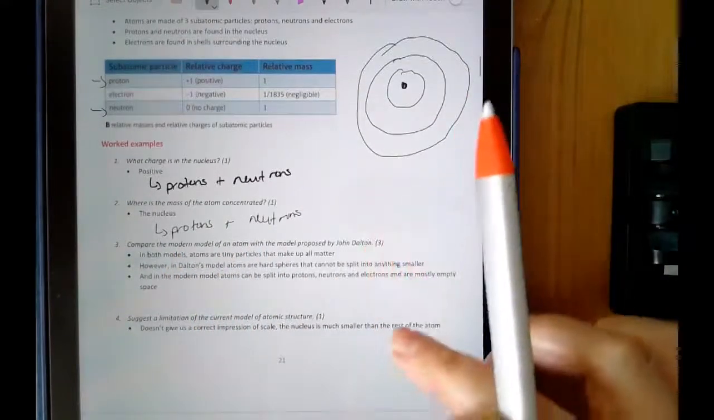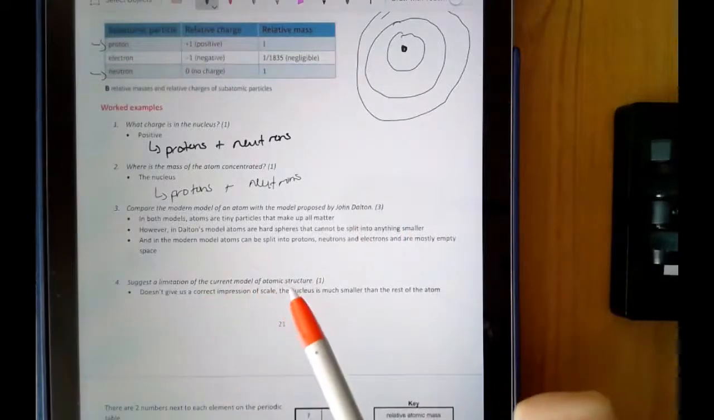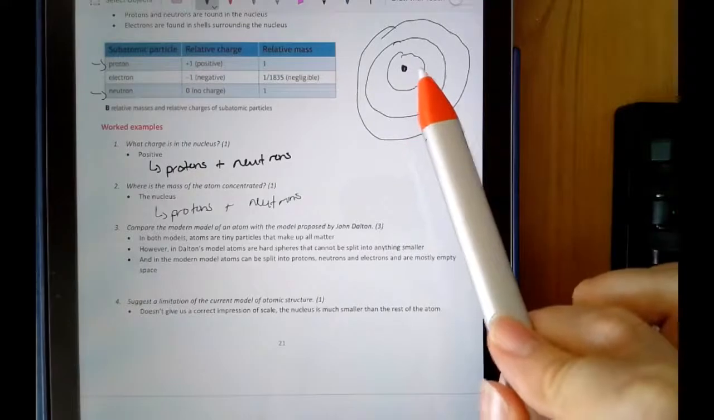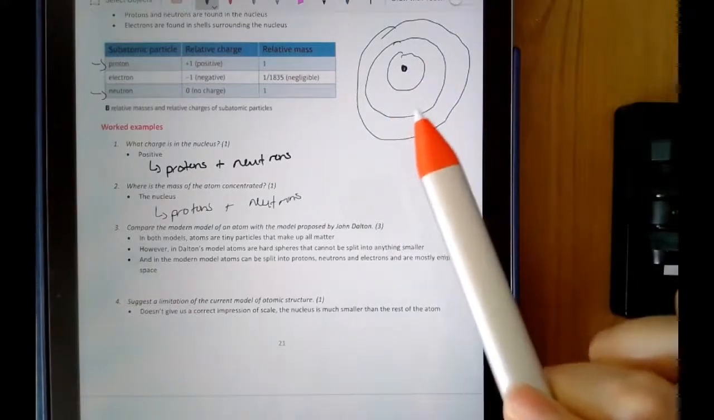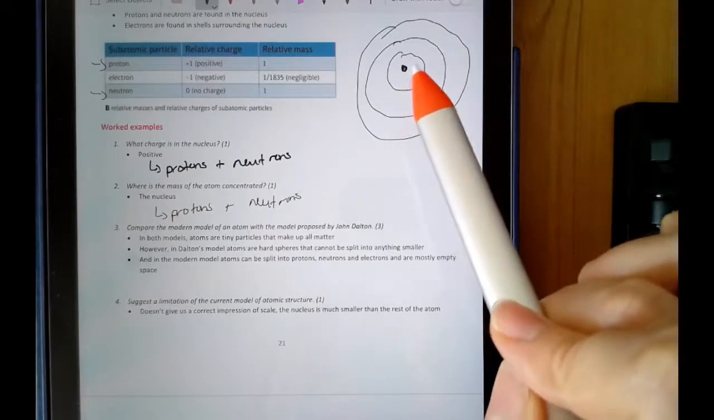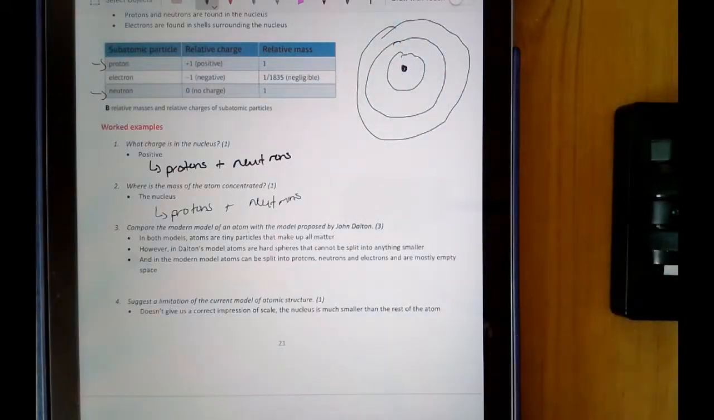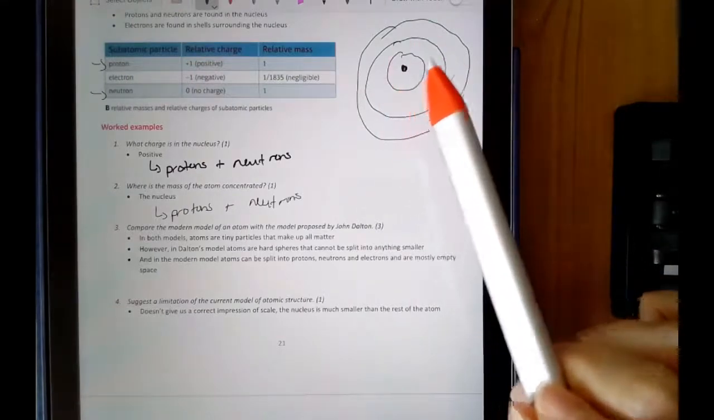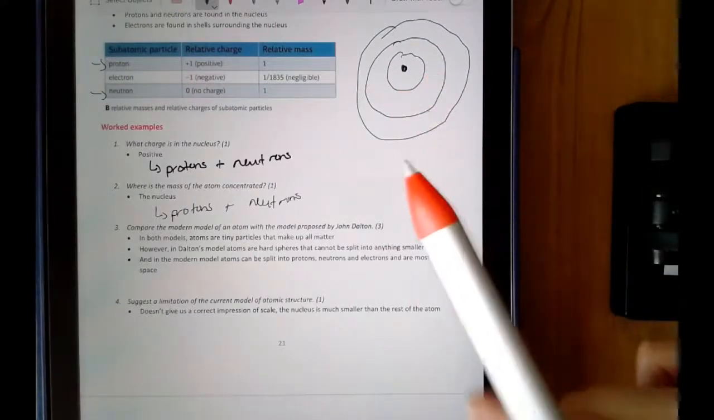The last worked example suggests a limitation of the current model. So this here is a rough diagram of the current model of an atom, and it doesn't actually give us a correct impression of scale. The nucleus is much, much smaller than the rest of the atom. So these shells would take up a huge amount of space relative to the nucleus. And when we draw these atomic diagrams, they don't give us an impression of this scale.